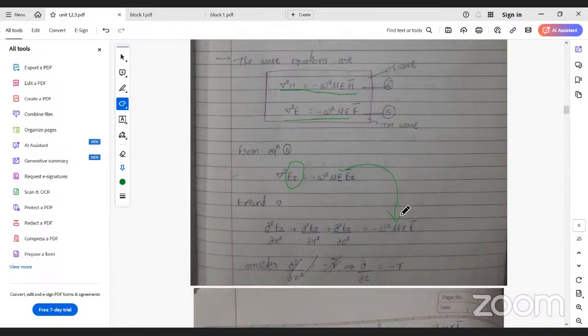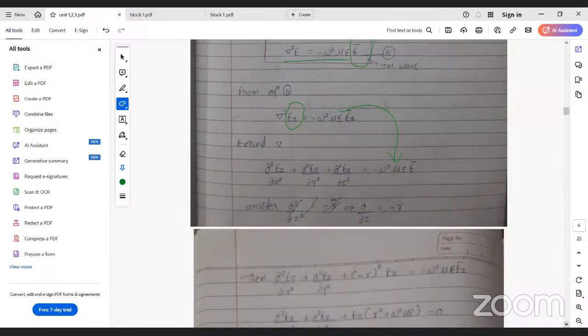Ma'am, the fourth equation is the TM wave, isn't it? Fourth equation TM wave, fifth equation TE wave. It came reversed. Yes, the fourth is TM, the fifth is TE wave. Now we are writing for E here.